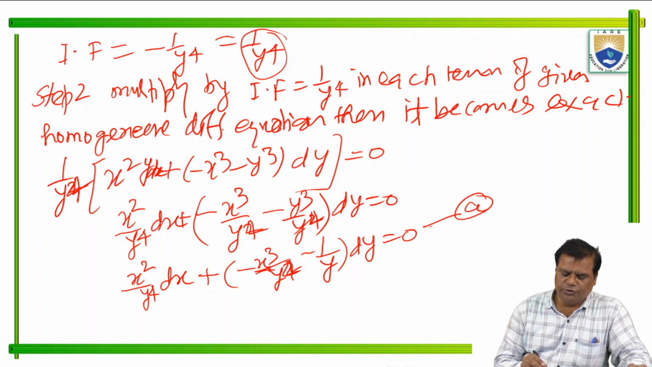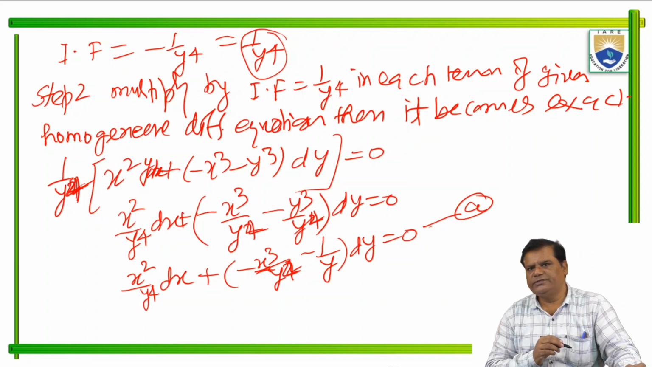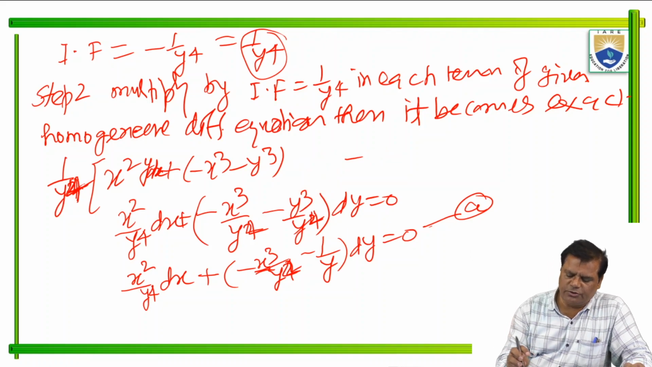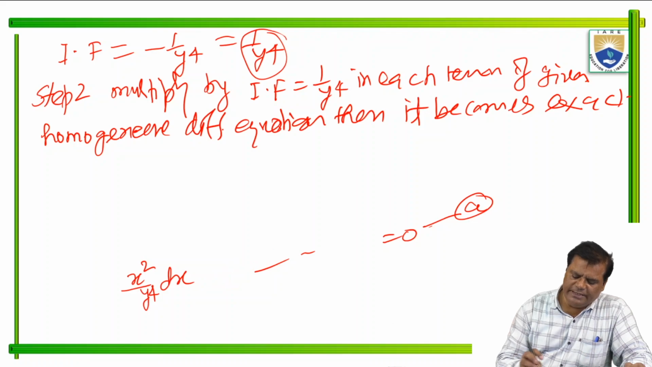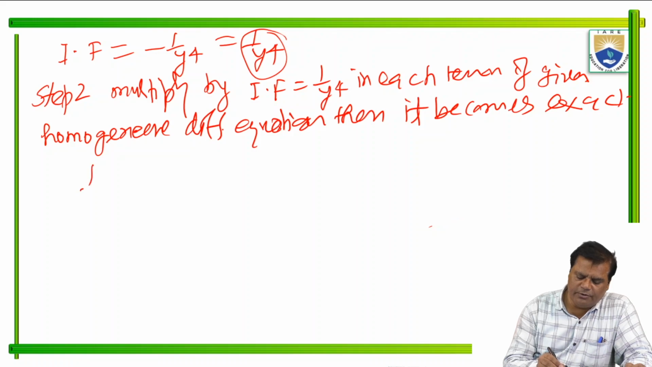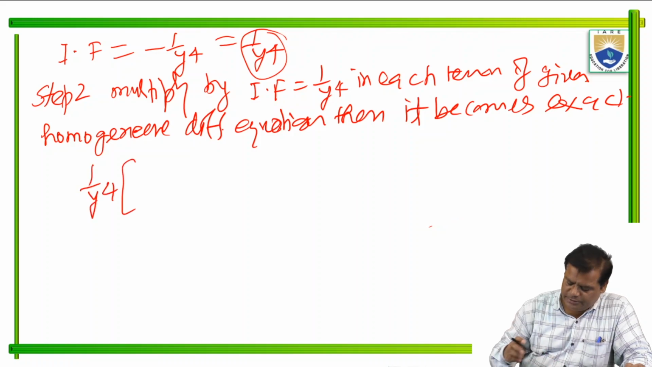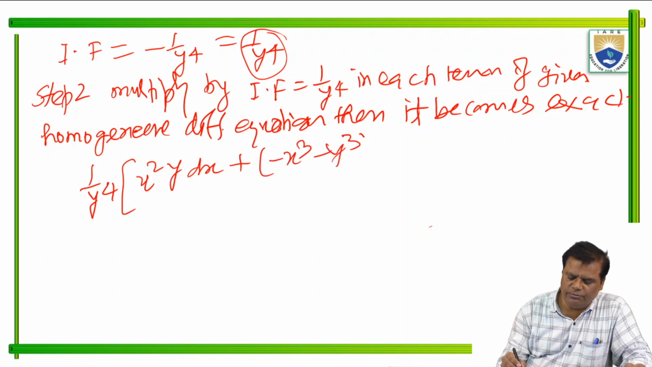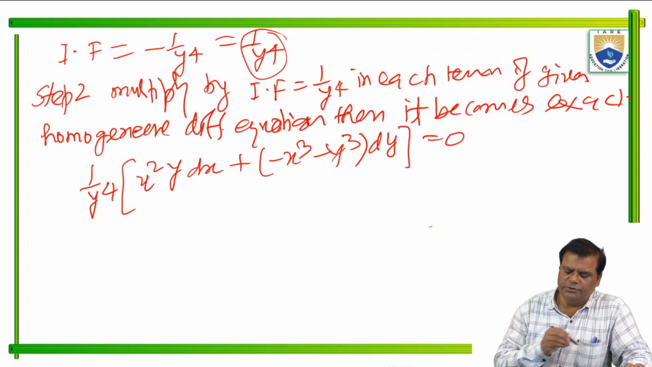So this equation, suppose A, is this an exact? Here we multiply by an integrating factor, this is IF. Then this differential equation is exact. Again, I am solving, this is wrong. Correct. Multiply the given differential equation by an integrating factor, here 1 upon y to the power 4, and the function is x square y. I am writing here x square y dx plus minus x cube minus y cube dy. So this equal to 0.